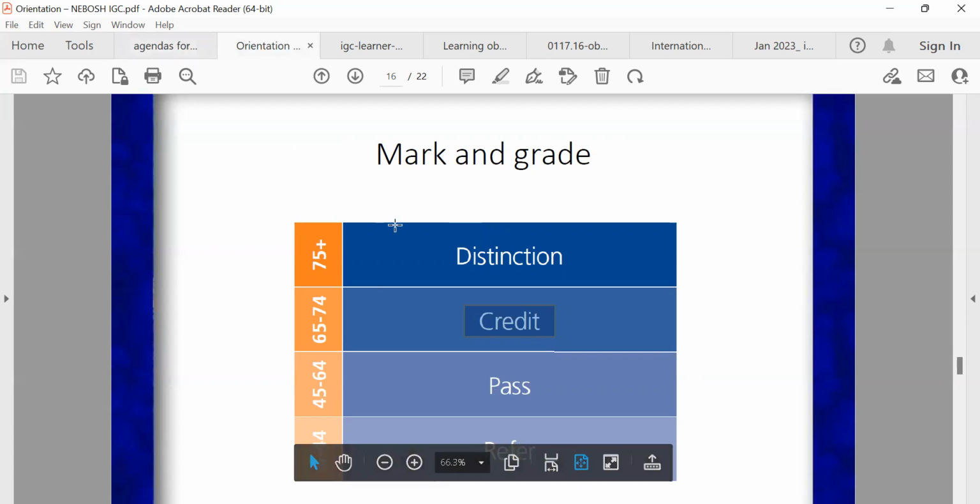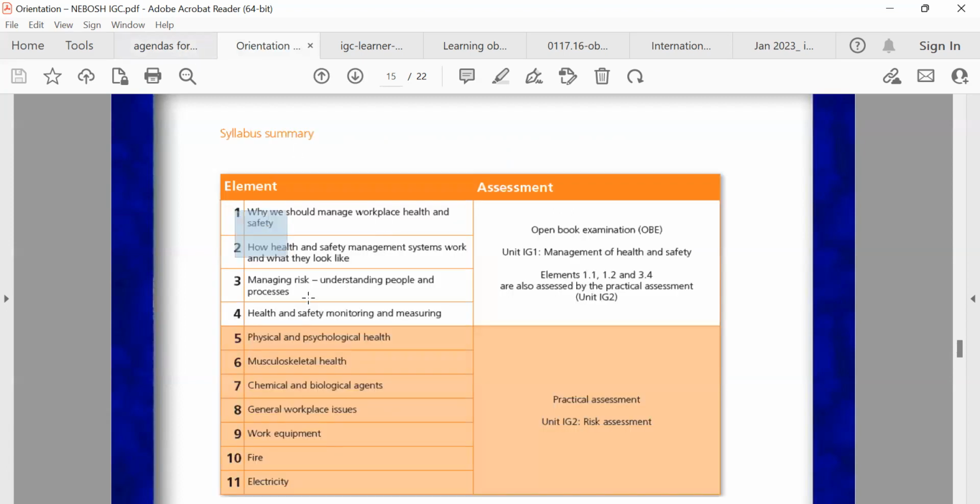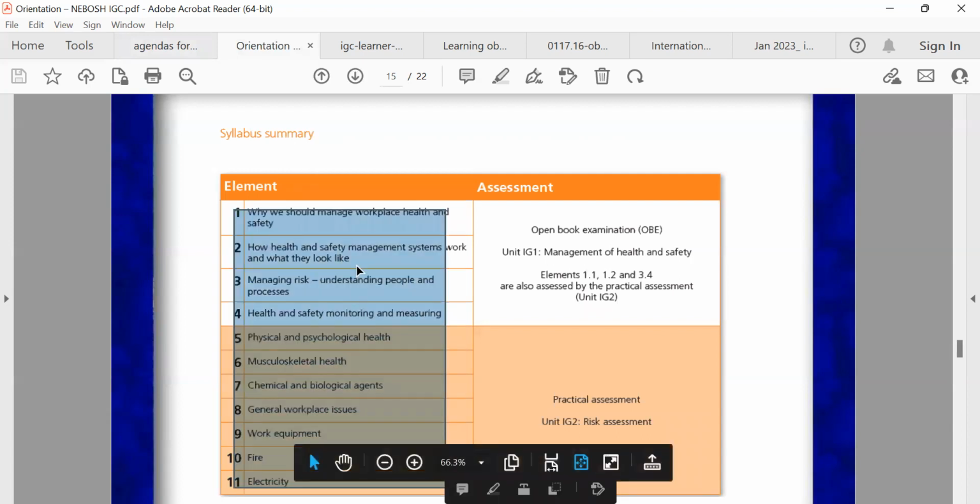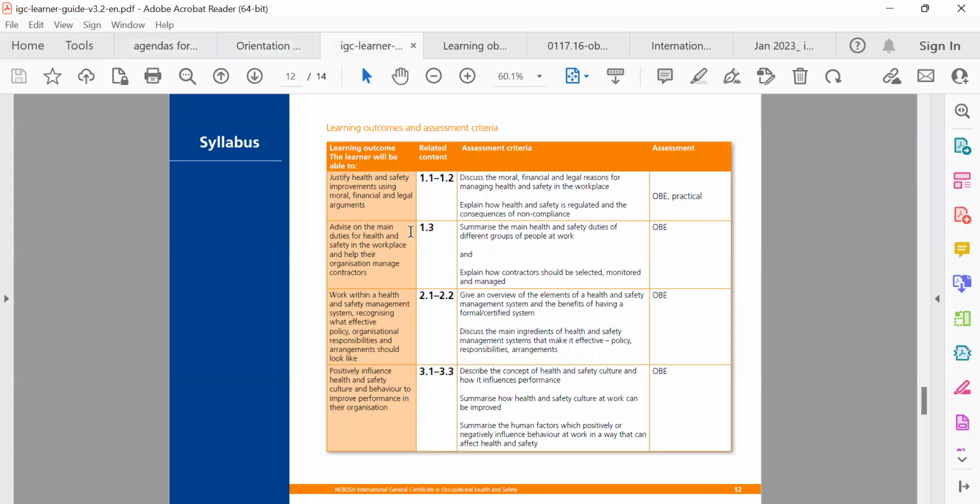These elements are again divided into learning objectives. Most of the candidates don't know about these learning objectives. You must be aware of this because all the topics, all the questions are asking from these learning objectives.